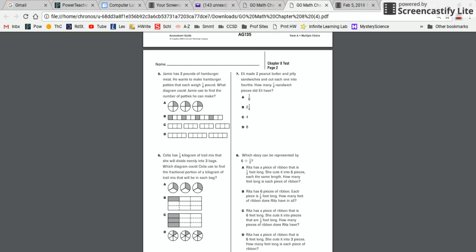Number 6. Celia has 1/3 kilogram of trail mix that she will divide evenly into 3 bags. Which diagram could Celia use to find the fractional portion of a kilogram of trail mix that will be in each bag?